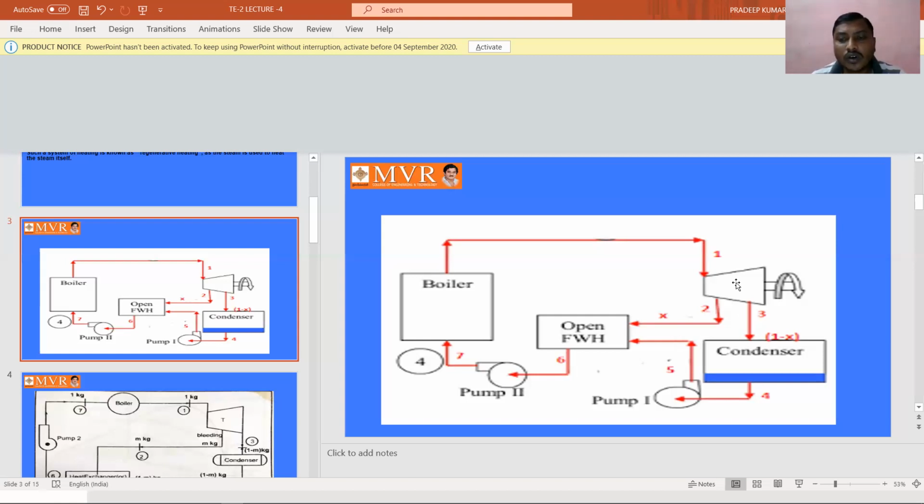See, before it is expanded in the turbine, some of the steam has been exhausted out. The superheated steam which has entered from the boiler to the turbine is not totally expanded. Before expanding, some of the steam has been extracted and given to the feed water heater.